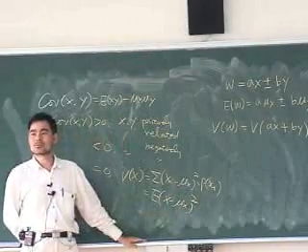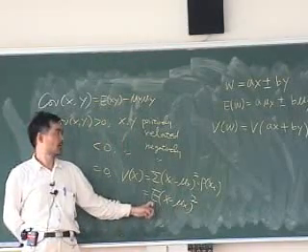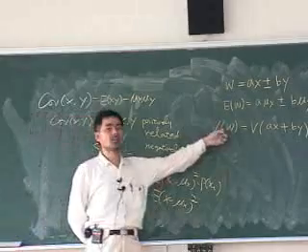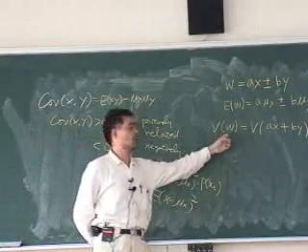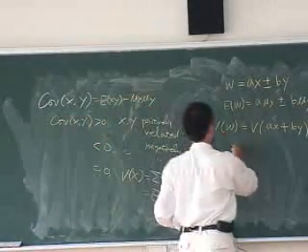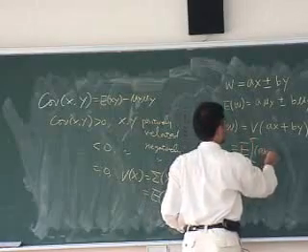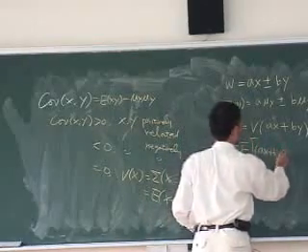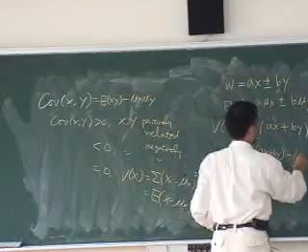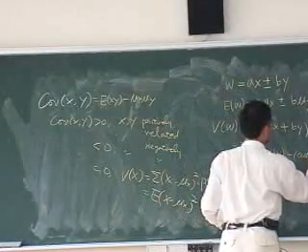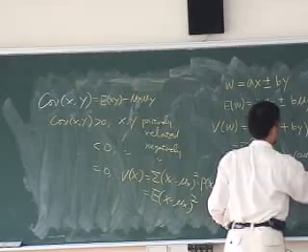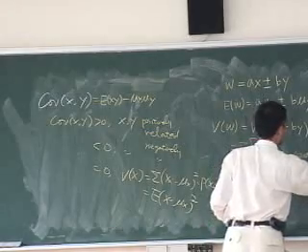Any questions? Okay, but now we are talking about VW, right? We are talking about VW. So what is this equal to? It must be equal to expectation of (AX plus BY minus (A mu X plus B mu Y)) squared.